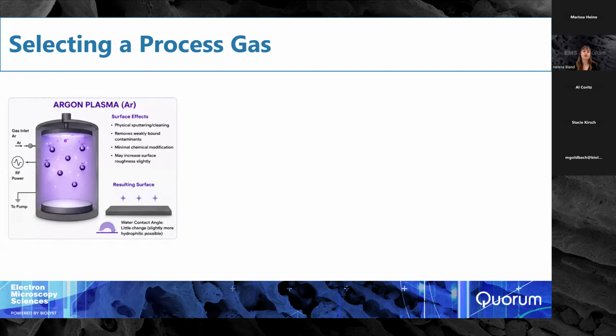So with argon plasma, we're generating argon ions, and they are bombarding our surface. And this is a form of physical cleaning. So we're not actually having any sort of chemical reaction going on. The argon is simply bombarding the surface, so it's able to remove anything that's weakly bound to the surface of our sample. This is a very gentle type of cleaning because it is just a physical cleaning. So it tends to be used if anyone has particularly delicate samples.